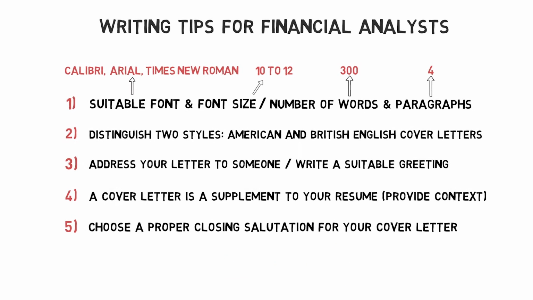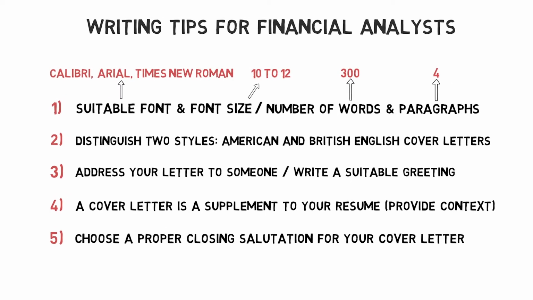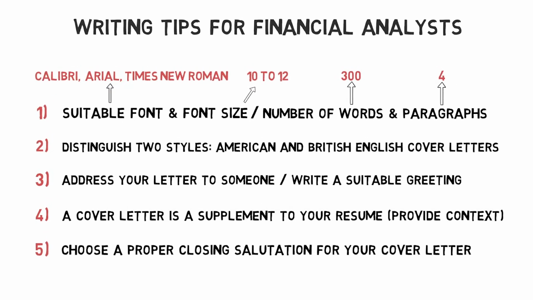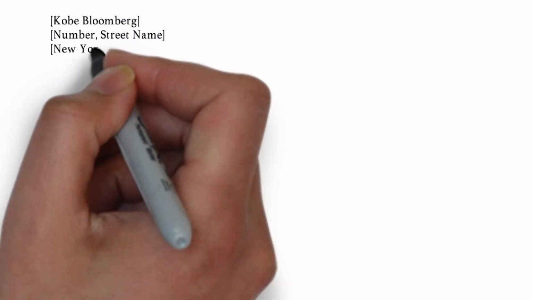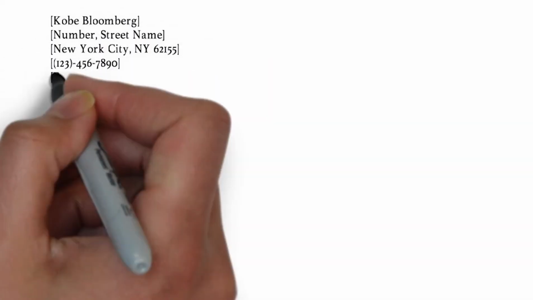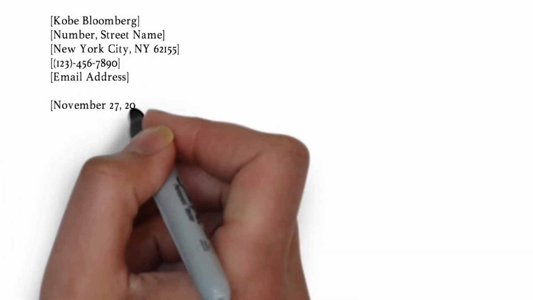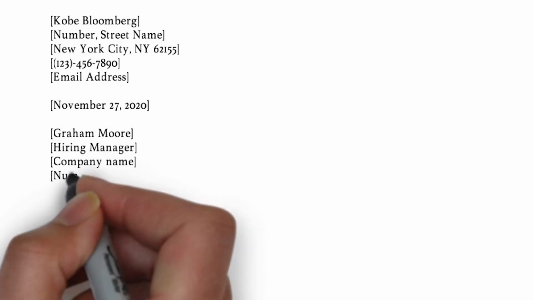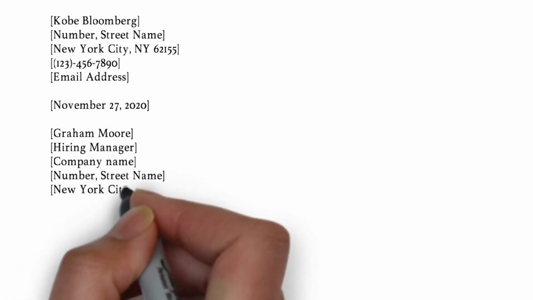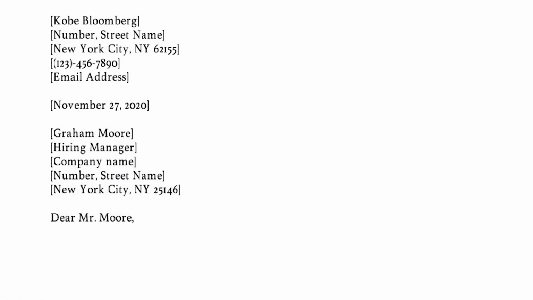Alright, that's it for the most important writing tips. Next up, I want to start writing the cover letter example. First, you need to list your contact information on the left side. In between white lines underneath, we put the date and then the hiring manager's name and position, followed by the company's information. As for the salutation, we write Dear Mr. Moore. Now this is how you structure an American English cover letter.